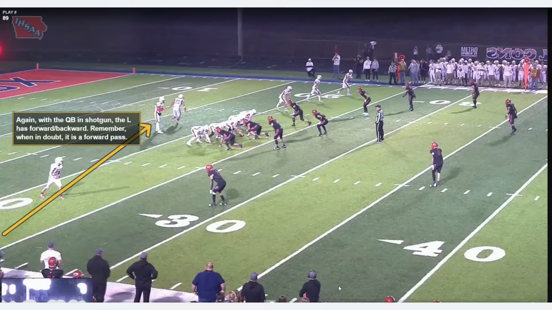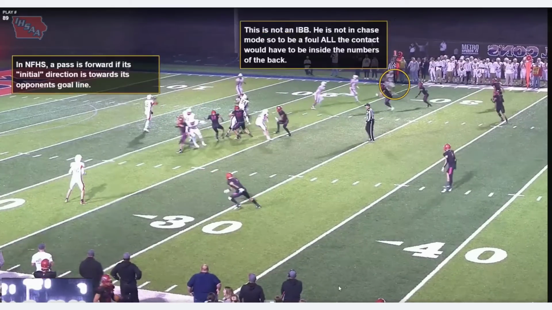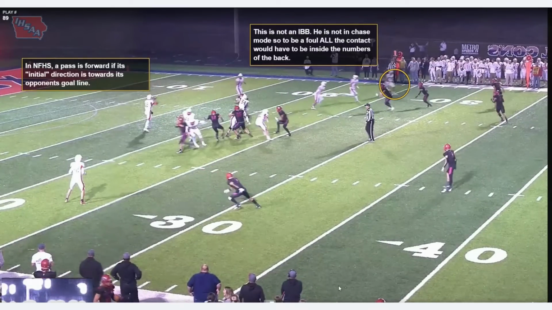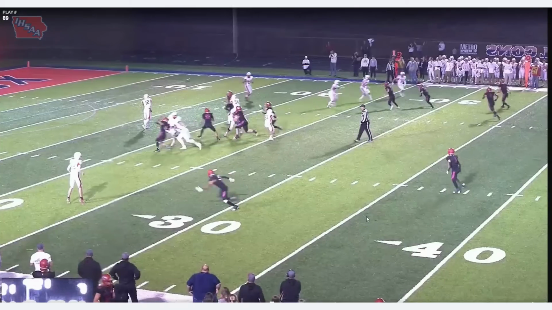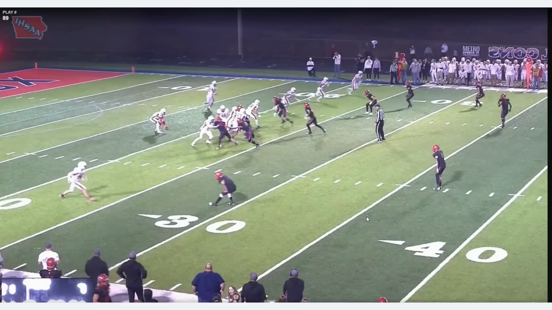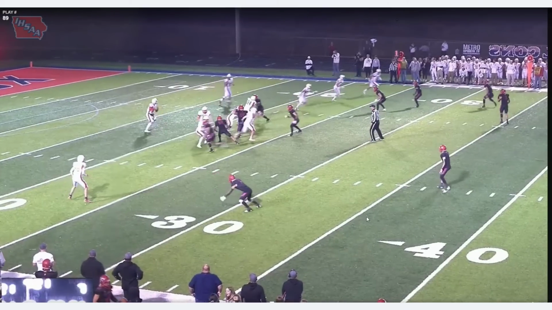All right, this next play here. Again, the quarterback's in shotgun, so the line judge has forward backward. Okay, and the initial direction is what we're worried about. This is not a block in the back that you're going to see right here coming up. He's not in chase mode. All the forcible contact would have to be inside the numbers for this to be a block in the back. Let's go back now and take a look at that block.